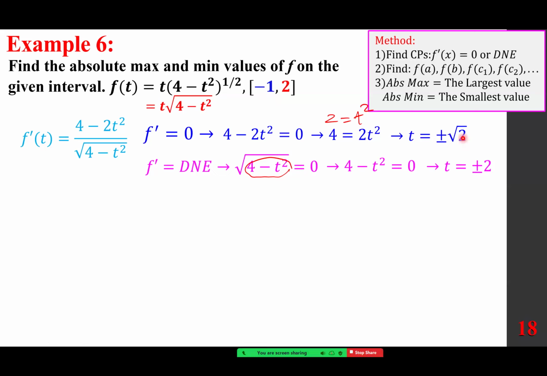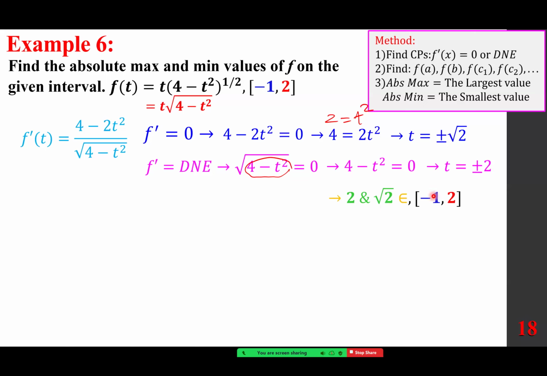Square root of 2, we said it's about 1.41. Is it in between? Yes. What about minus square root of 2? That means minus 1.41, no. How about positive 2? That works. That's one of the endpoints. How about negative 2? No, that doesn't work. Therefore, 2 and square root of 2 do work.